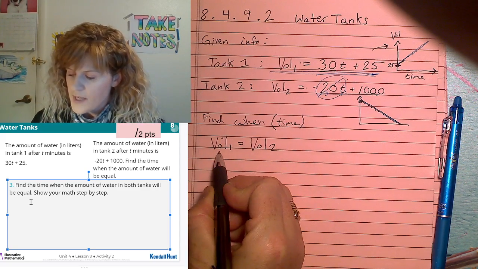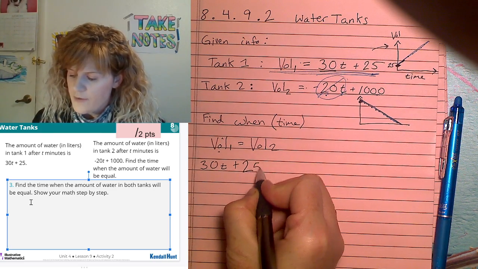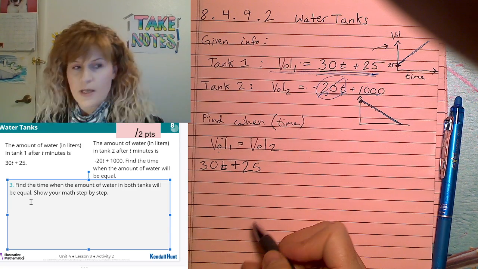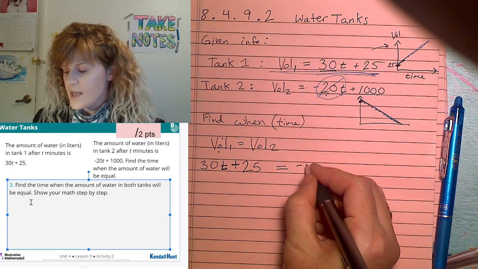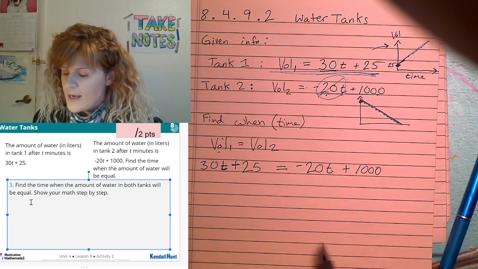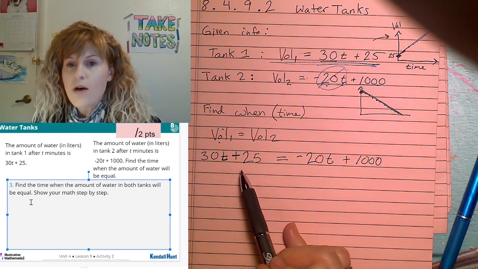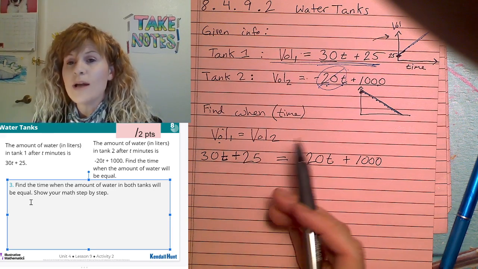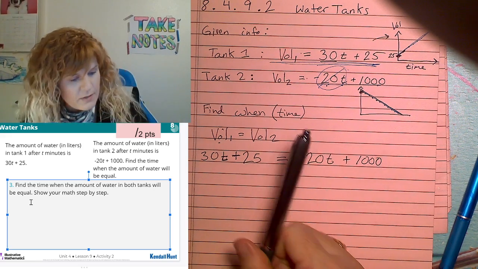So we're going to say the volume of tank 1, which is 30T plus 25, and don't get confused with my T's and pluses. My T has a little tail and my pluses are as straight as can be. The volume of tank 1 equals the volume of tank 2, negative 20T plus 1,000. Now, I don't know what that volume would be, but it's going to be equal. And now we can solve for T. When we solve for T, we can find at what time these volumes really would be equal. Okay, so let's go ahead and do that. Let's solve for T.